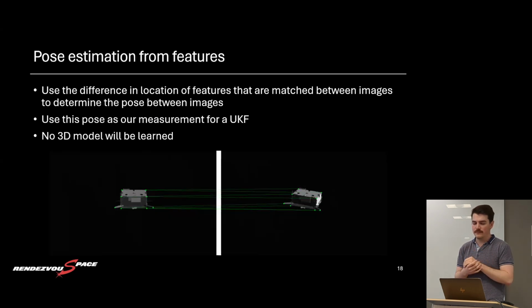The basics of feature-based pose estimation is that we're going to use the difference in locations of features that are matched between images to determine the pose between the images, and then we're going to use this pose as the measurement for a UKF. Note that no 3D model will be learned here, so we're missing our shape reconstruction aspect. We'll get that back at some point.